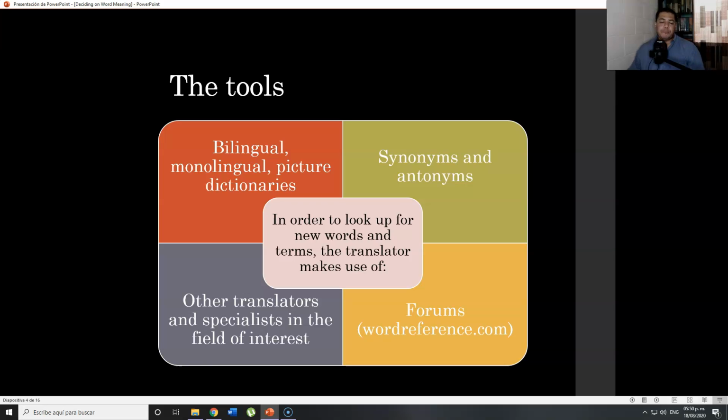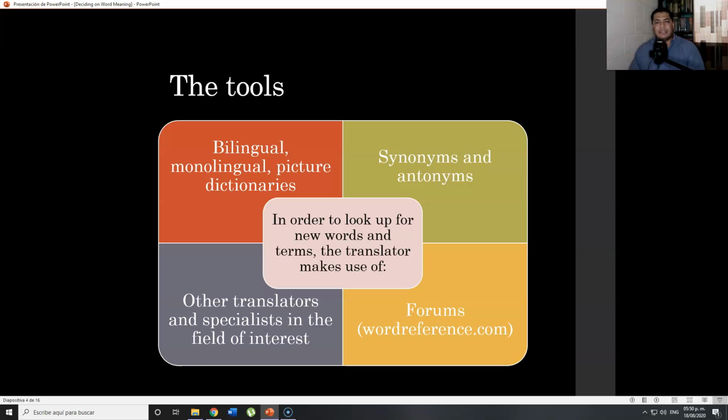Some other times maybe you can look for a person who is working in the field for which you are translating. If you are translating a medical document, then maybe you can look for a doctor or a nurse or an X-ray technician. It depends on what you are working on.